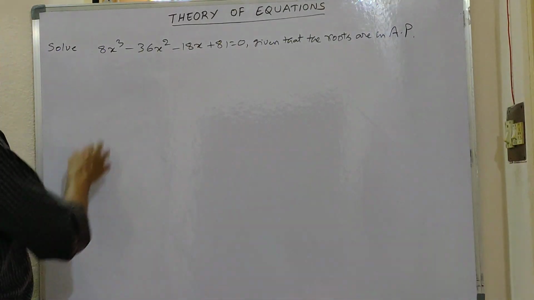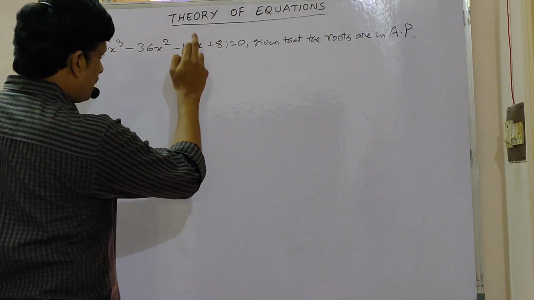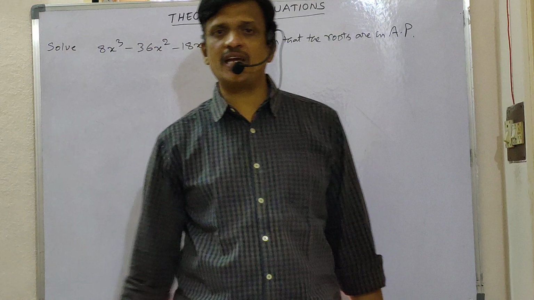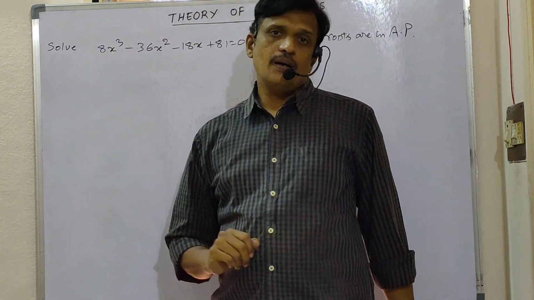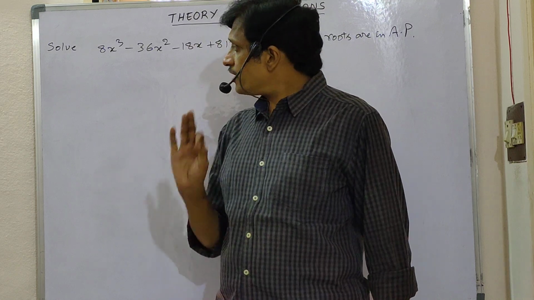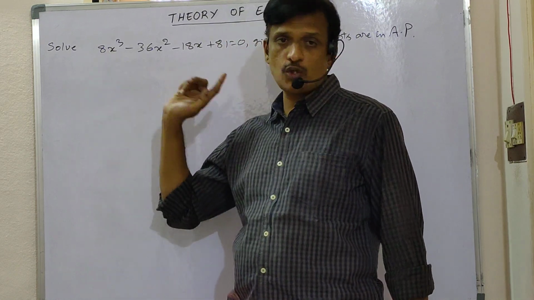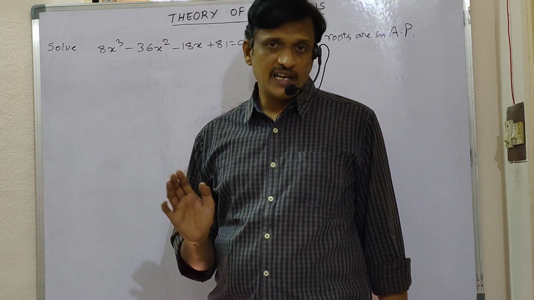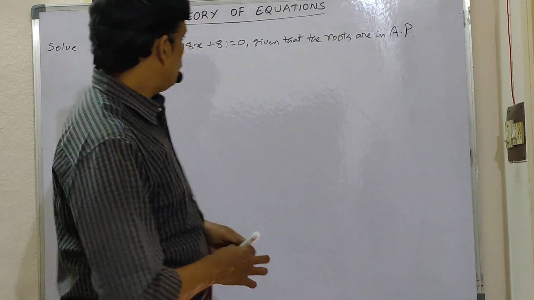So here 8x cube minus 36x square minus 18x plus 81 is equal to 0 is a cubic polynomial with a leading coefficient 8. But here divide the whole equation by 8 to get this in the standard form, meaning the leading coefficient should be 1. Then you can write S1 equal to minus P1, S2 equal to P2 and S3 equal to minus P3 conditions.